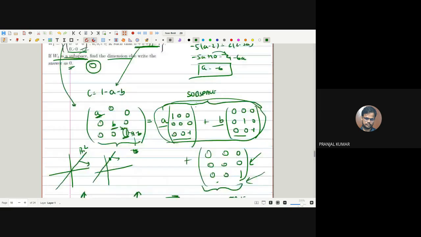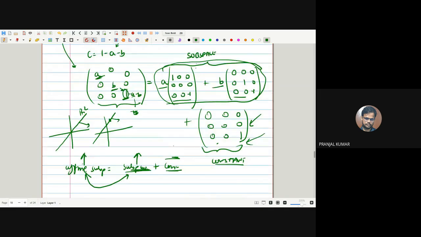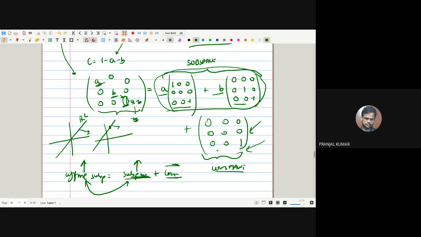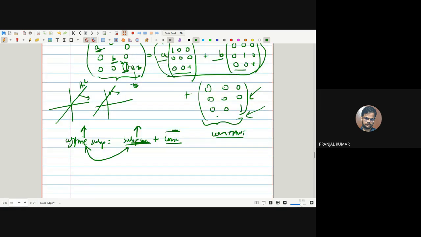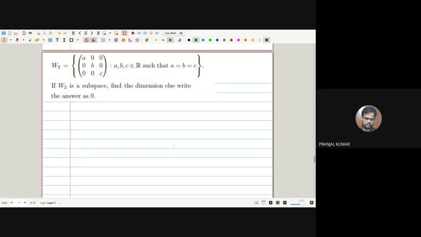So if they had asked you if W1 is an affine subspace, find the dimension, in that case it would be 2. Clear? Yes. Okay, now this question.